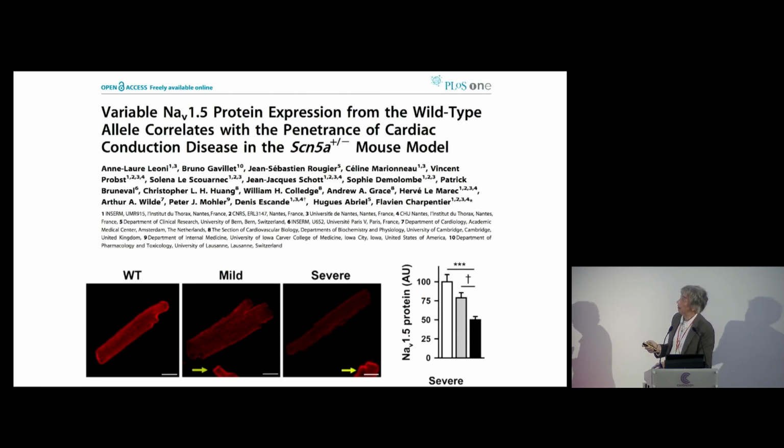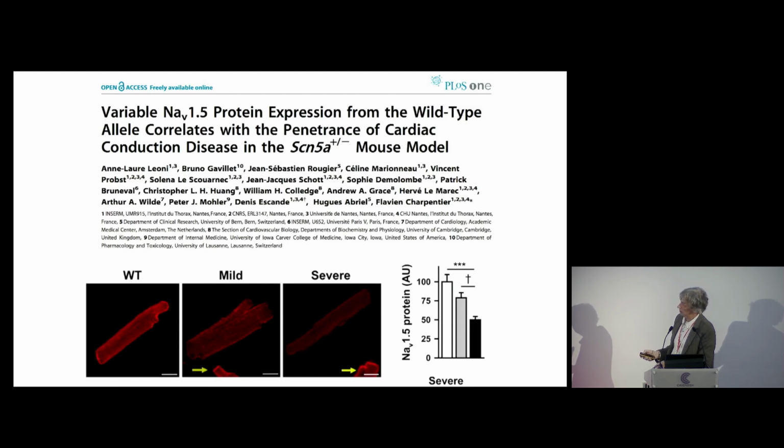This is a mouse study in an SCN5A plus/minus model. So this is a haploinsufficient model, and so you have 50% of expression, and the expression of the normal allele, of the wild type allele, actually correlates with the penetrance of the cardiac conduction phenotype.